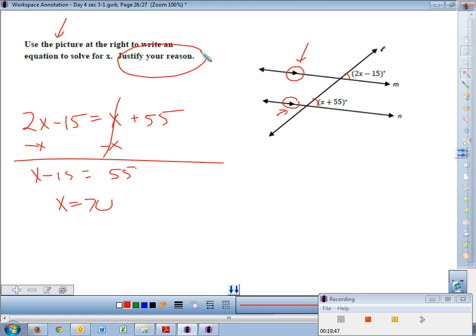But don't forget, we need to justify our reason. How did I know I could set that equation up? They gave me parallel lines. And that implied that my corresponding angles will be congruent to each other.